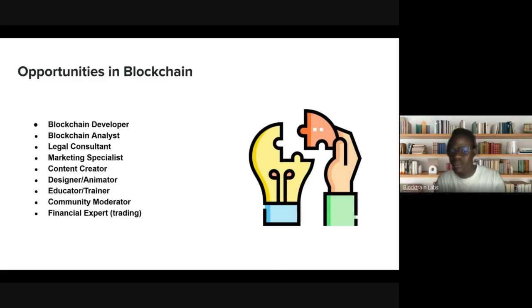Yes, this is community moderator roles. There are so many projects out there that are looking for experienced moderators, people that can help them manage their community either on Telegram or on Discord, right? These are roles that require someone that understands what blockchain means.